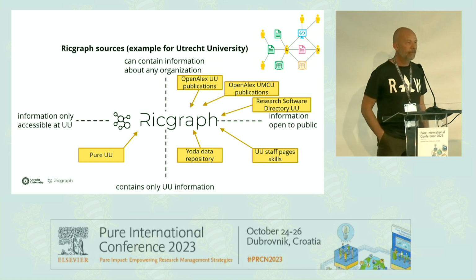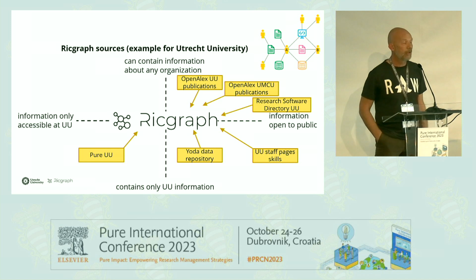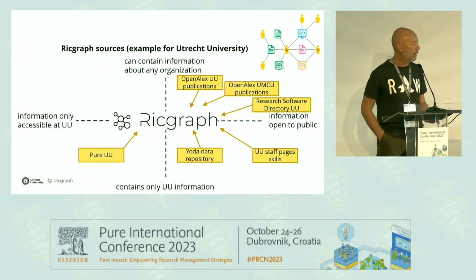This slide shows an example of the different types of information we use in our current setup for Ricgraph. Obviously there's information available to UU only, but there's also information openly available, like OpenAlex, our sister entity, the medical center, the research software directory, and so on. We also use our own data repository system and staff pages, but actually there's much more out there which we could use and harvest, and it will be just a matter of writing the proper harvesting script in Python and adding the data to the graph.